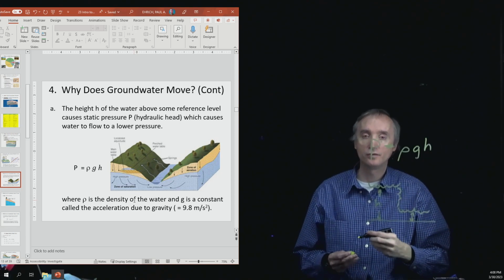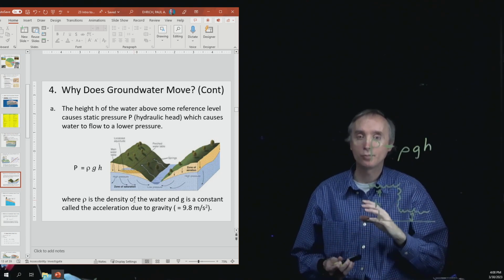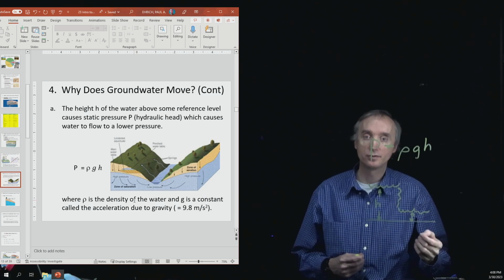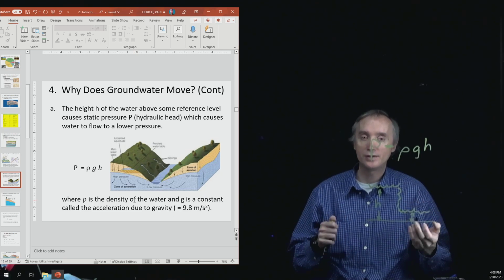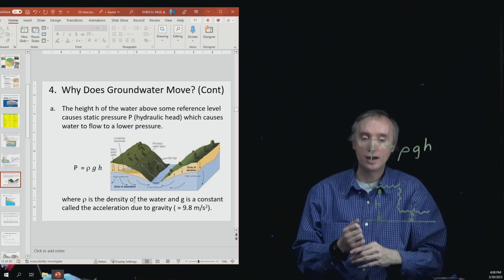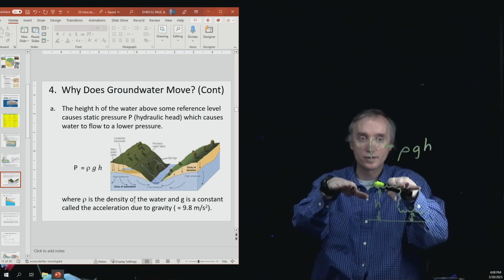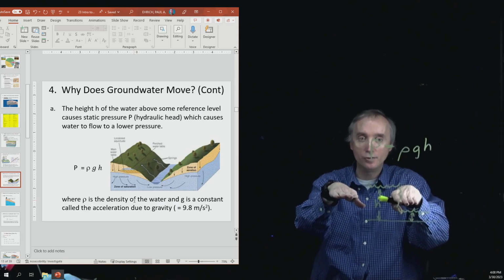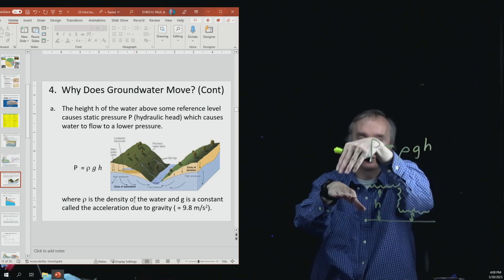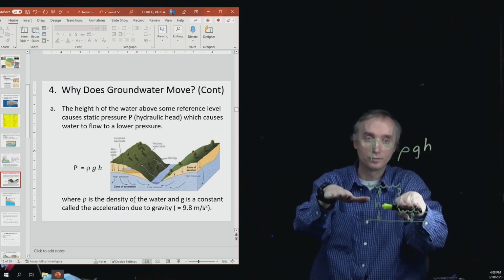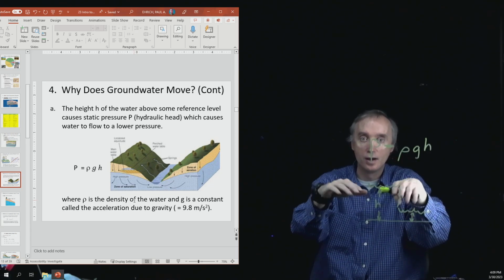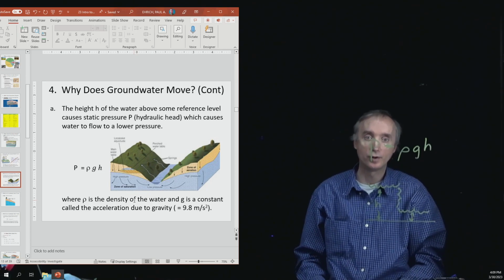So water is going to flow in the direction from high pressure to low pressure, and it's going to be based on the height. If you have two water sources that are at the same height, there's not going to be any reason for the water to want to go from here over to here, because they would both have the same hydraulic head at that point.